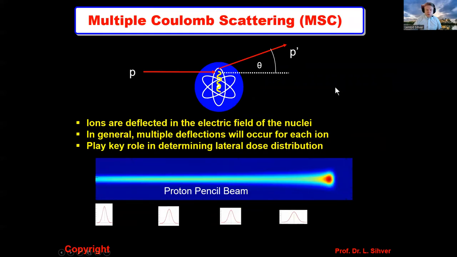But you have multiple Coulomb scattering. The ions are deflected in the electric field of the nuclei. In general, multiple deflections will occur for each ion. These play a key role in determining the lateral dose distributions. So this is a proton pencil beam. You start with the pencil beam, but the scattering increases with decreasing velocity. And in the end, you will have a penumbra and not a pencil beam.